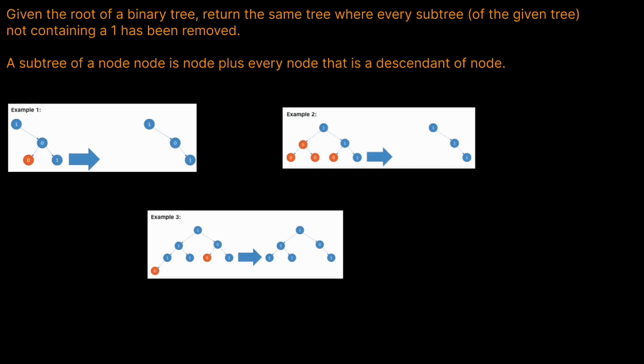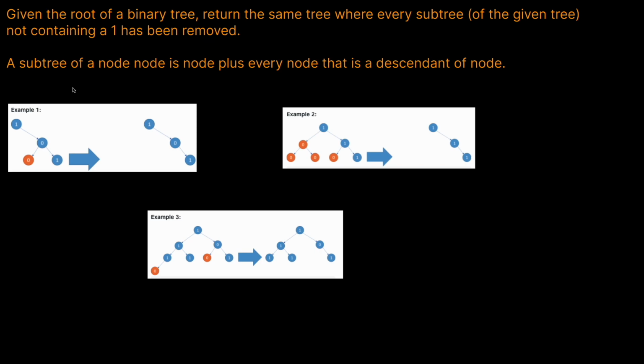Today we're going to be solving Leetcode problem 814, binary tree pruning. Given the root of a binary tree, return the same tree where every subtree of the given tree not containing a 1 has been removed. A subtree of a node is a node plus every node that is a descendant of the node. Jeez, that is horrendous English.